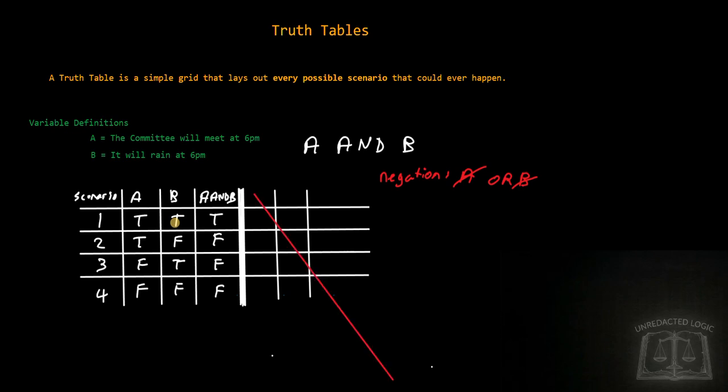So if we write down not A, this is where we look at the A column and we negate it here. So we write down the opposite. So it would be false, false, true, true. So the true changes to false and the false changes to true. Same thing with B. False, true, false, true.